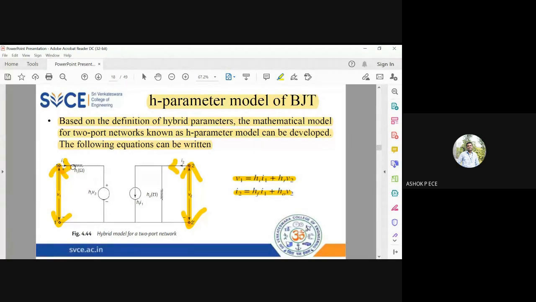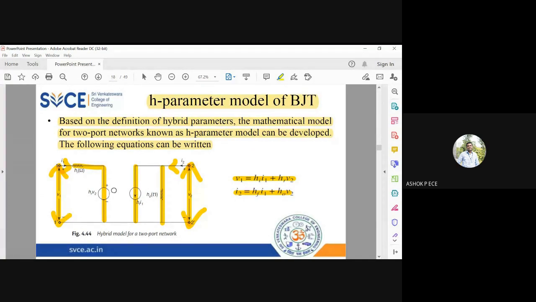And in the input side, you will have resistance in series with the voltage source. In the output side, you will have a current source parallel to the resistance. So whenever you have a current source, you will be drawing a resistance in parallel, right? Same way, whenever you have a voltage source, you will be drawing a resistance in series. So remember it like that. In the input side, you will have a voltage source in series with resistance. In the output side, you will have a current source parallel to the resistance.